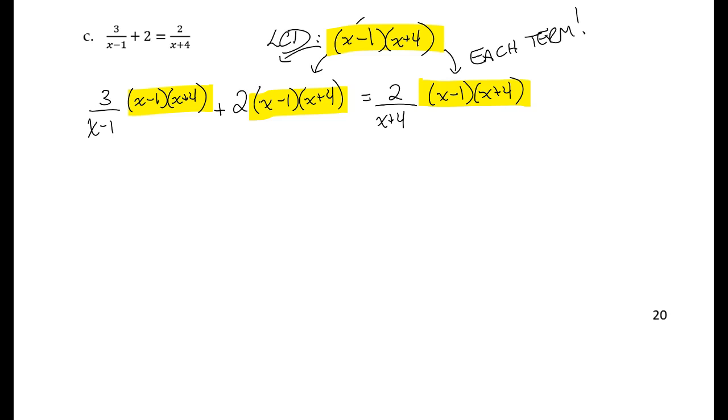And what that allows me to do is go through and get rid of my denominators, because x minus 1 cancels out here, x plus 4 cancels out here, and it leaves me with some numbers that are a little bit more manageable, because at least they're in the numerator.